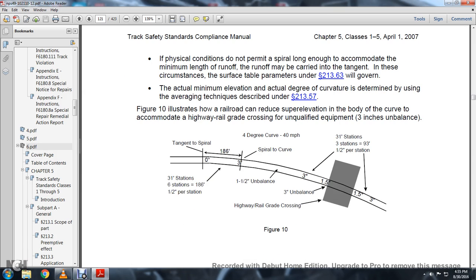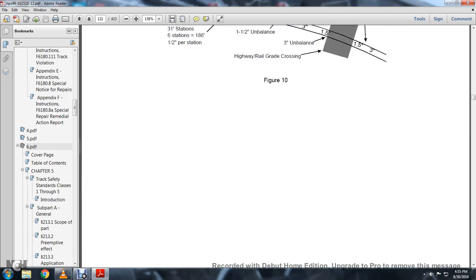Figure 10 illustrates how a railroad reduced the superelevation in the body of the curve to accommodate a highway-railway grade crossing for unqualified equipment at 3 inches unbalanced.